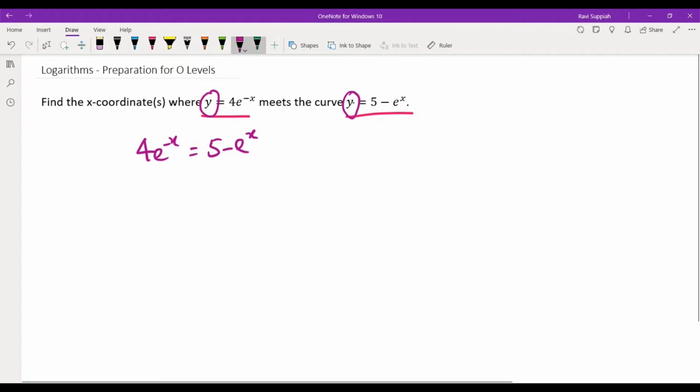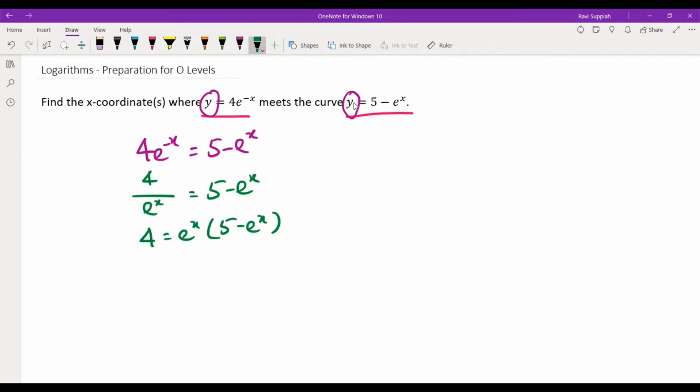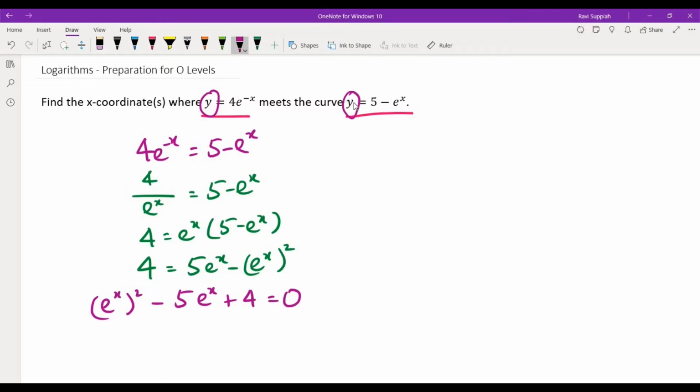Now we can apply our indices rule to bring e^x to the denominator. Then I can cross multiply, so I'll have 4 equals e^x times the bracket 5 minus e^x. Let me multiply it in, so I'll get 5e^x minus (e^x) squared. Now let me bring all the terms over to the left hand side, so I'll get (e^x) squared minus 5e^x plus 4 equals 0.